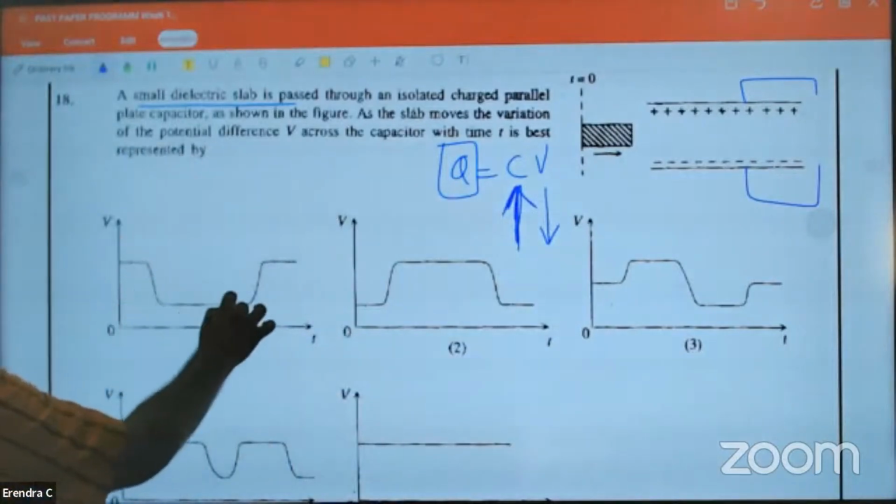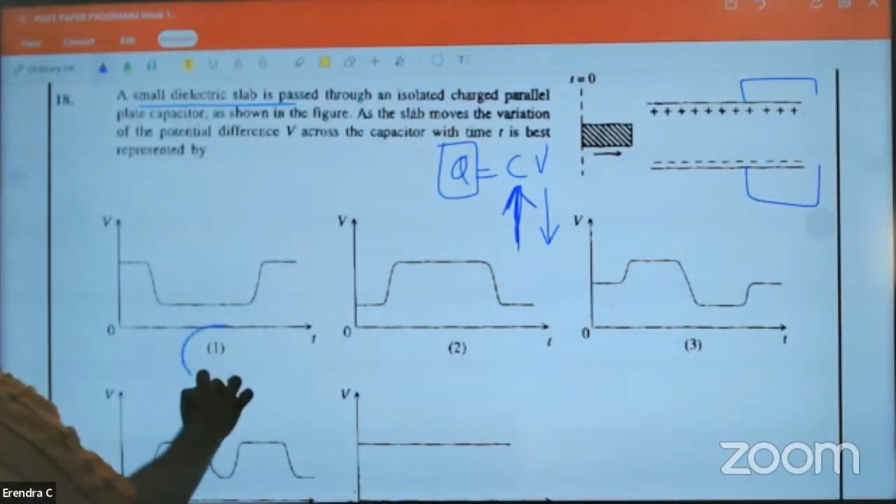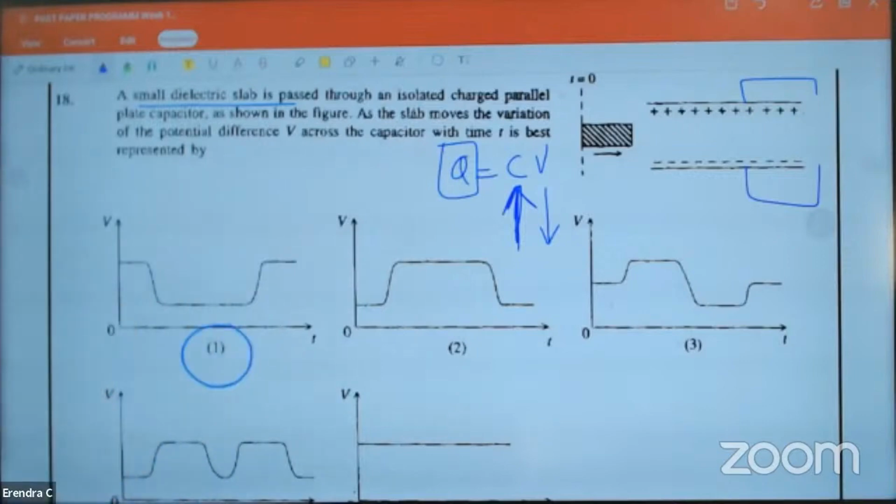So voltage drops. Once it goes out, again straight. Correct answer is answer number 1.